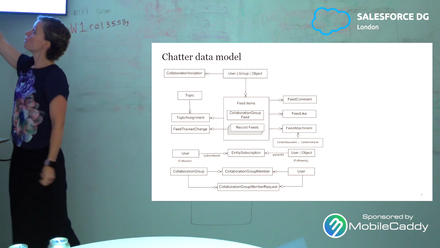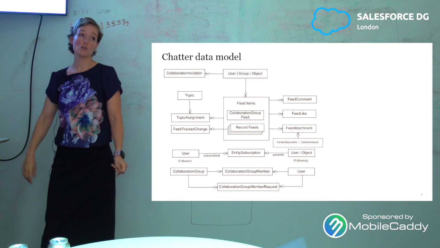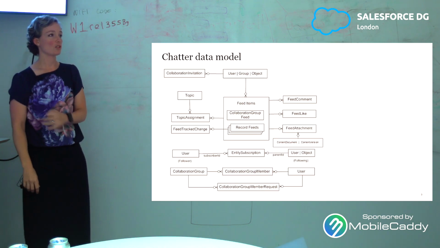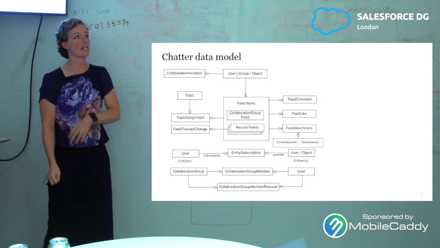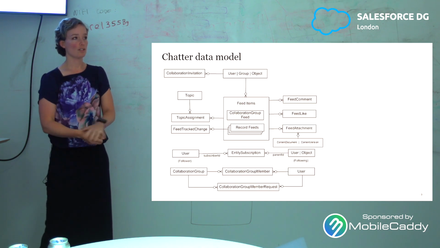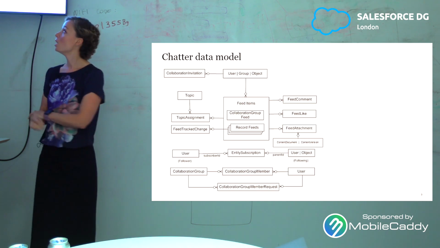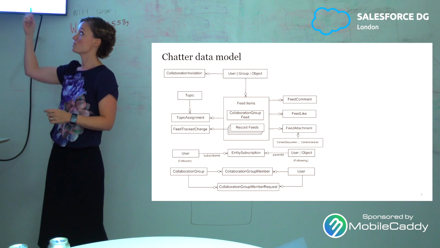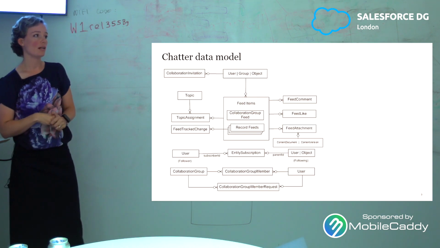Then there at the top, we have the collaboration invitation object, which is the Chatter group invite. So if you create an invitation for someone to join a Chatter group, it will create a record there. And of course, there's a link there with the user and with the group.